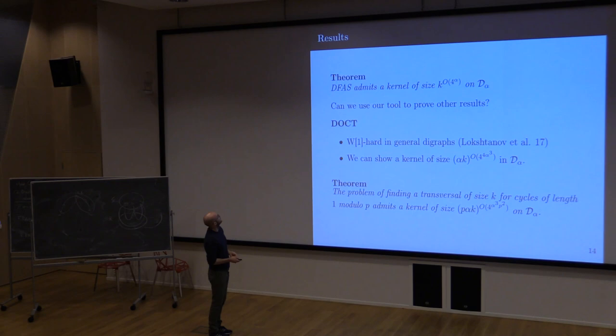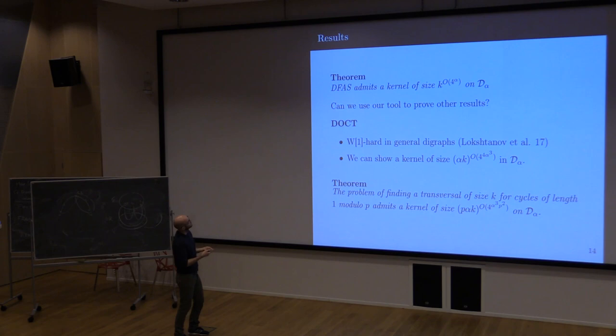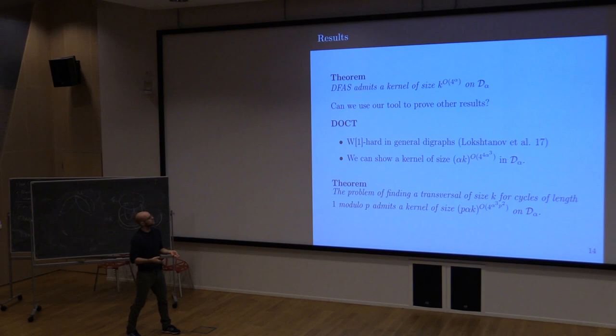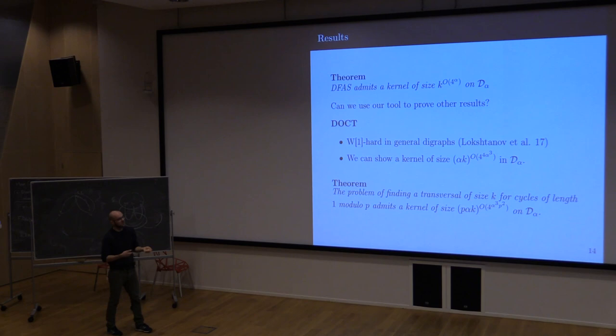Okay, so this gives basically the proof of the kernel for the directed feedback arc set. And so the question is, for this proof, we developed this very nice tool of K-cut preserving set. And can we use this tool to prove other results? So the first candidate here is DOCT, so directed odd cycle transversal. So the question now is to hit with K arcs every directed odd cycle in a graph.